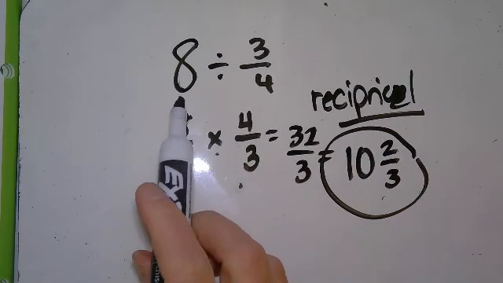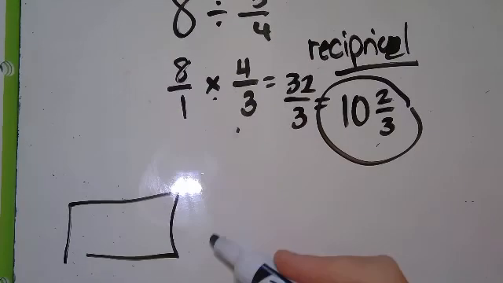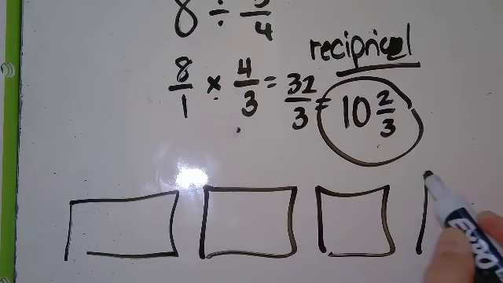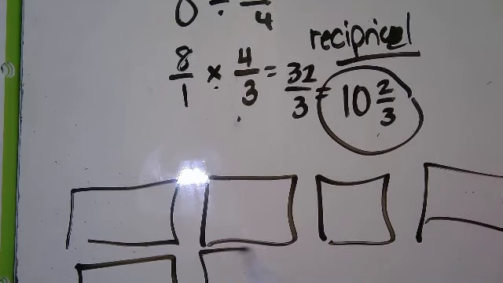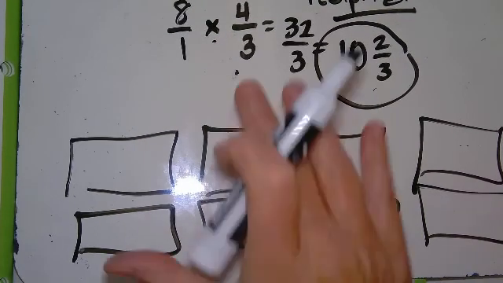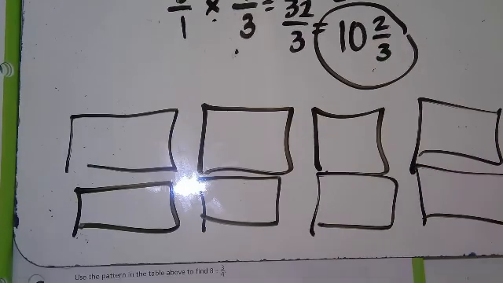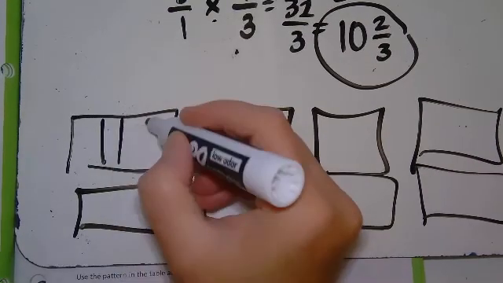Now let's try to make sense of this. If we have 8 whole cakes, all right? Let's go ahead and draw 8 whole cakes. I want you guys to make sure you can understand this by thinking of a context. So those are our 8 whole cakes, and each person gets 3/4 of a cake. So how many people can eat?